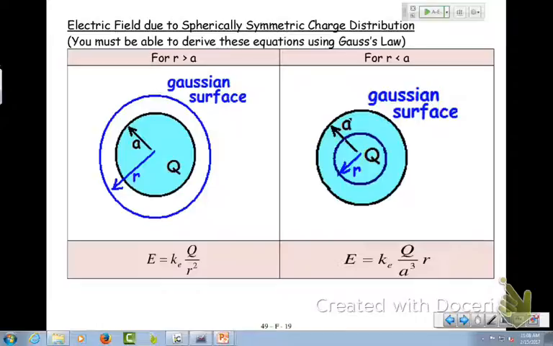So as r gets higher and higher, the electric field falls off as an inverse square relationship. Isn't that just like gravity? Isn't gravity falling off as we go further and further above the Earth in an inverse square relationship? We could have used this technique to figure out gravity earlier on.